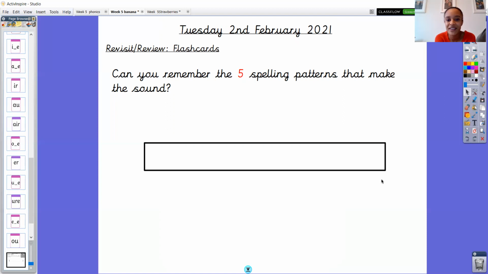Well done, Banana. So should we have a look underneath and see if you've got them all? It's tricky to remember them all, isn't it? I wonder if anyone did. Okay, let's have a look.